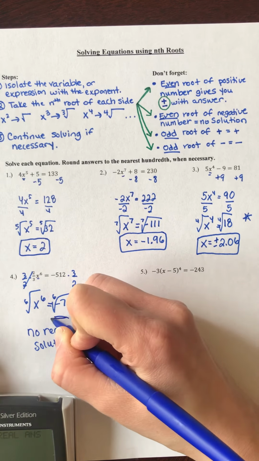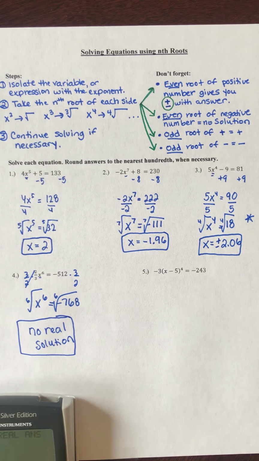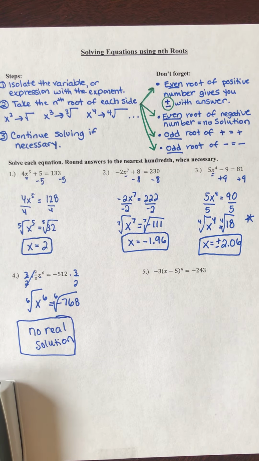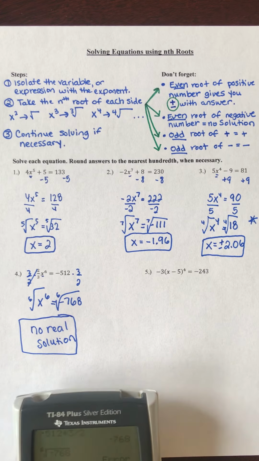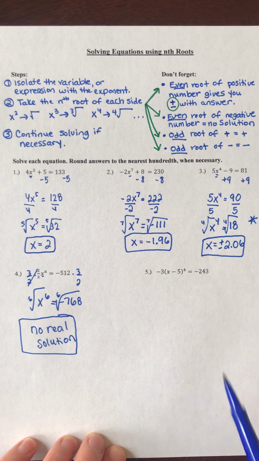Okay, so you might get something in your calculator that gives you an error message. So you think about, did you type in an even root of a negative number? And if you did, you want to make sure your answer is no real solution. All right, so let's look at the last one, number 5.